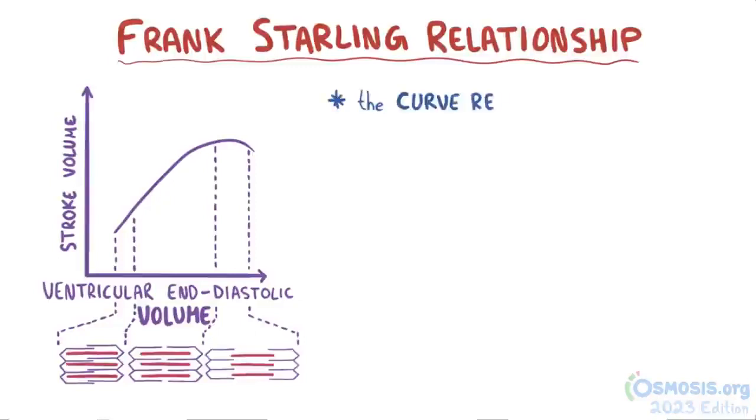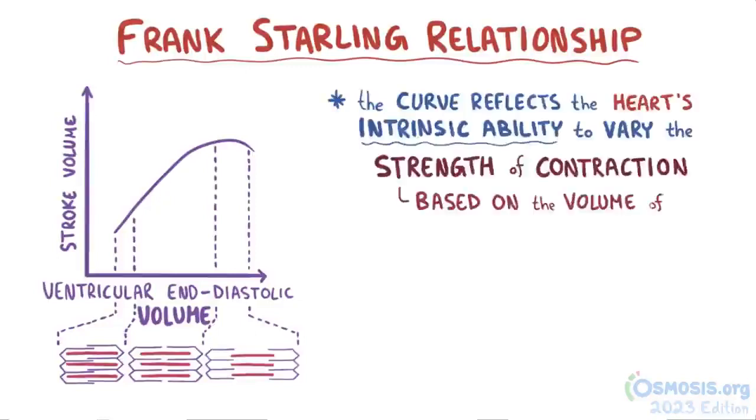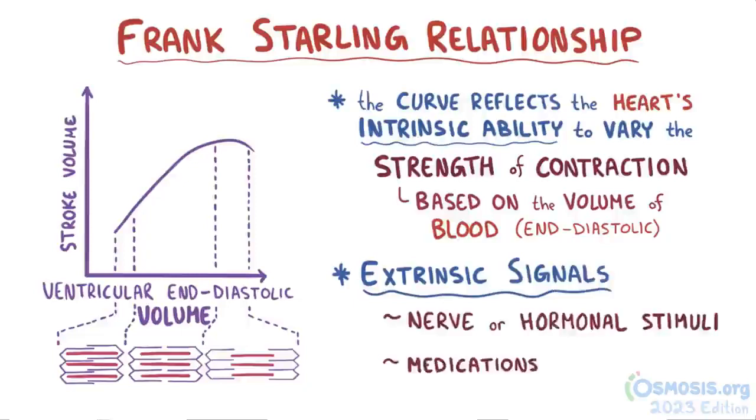Keep in mind, though, that this curve reflects the heart's intrinsic ability to vary the strength of contraction based on the volume of blood that it's filled with. Within the body, there are plenty of extrinsic signals as well, like nerve or hormonal stimuli and medications.